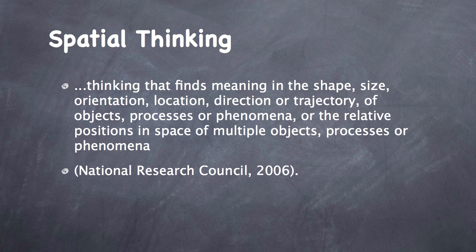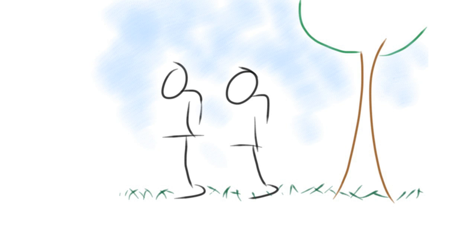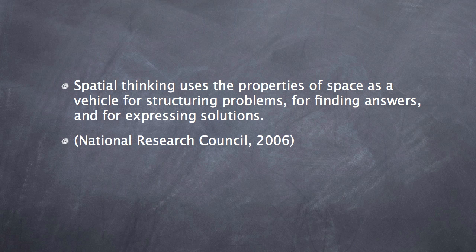Spatial thinking by itself finds meaning in the shape, the size, the position of objects, and the relationships between different objects. In the real world, whenever we're wandering around, it's everything from the relationship of ourselves to a tree and the ground to the sky above us, and of course, our position in the world.